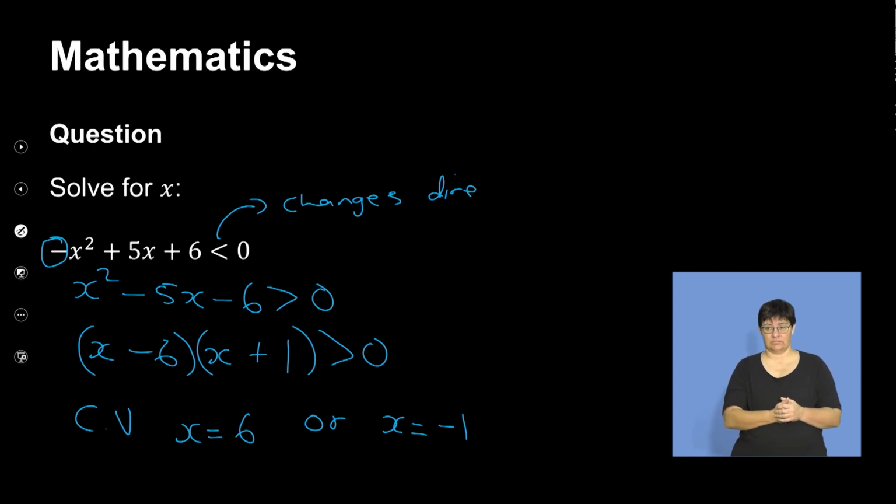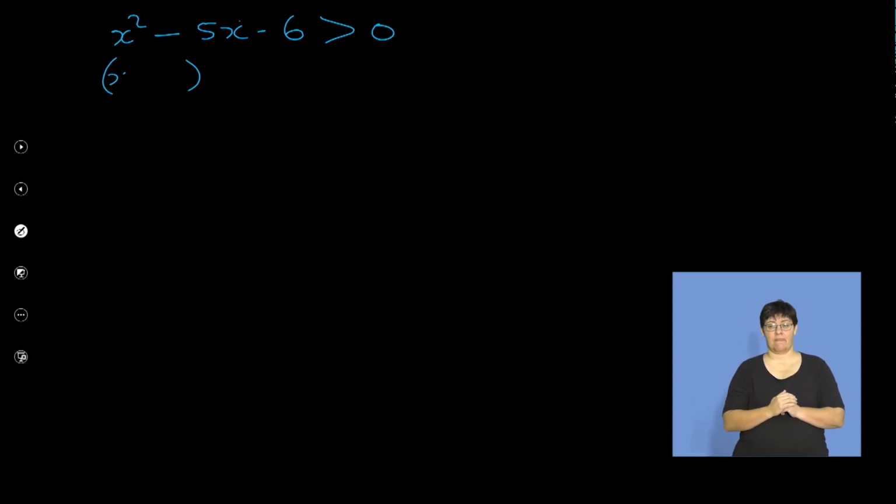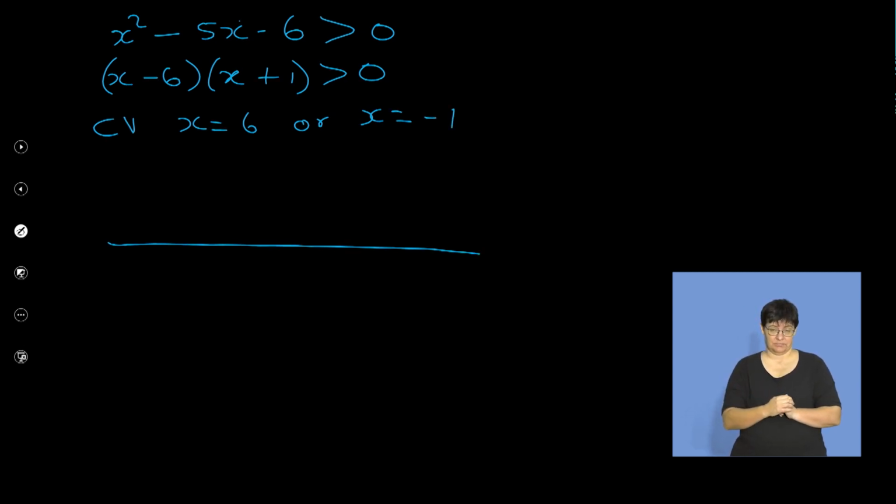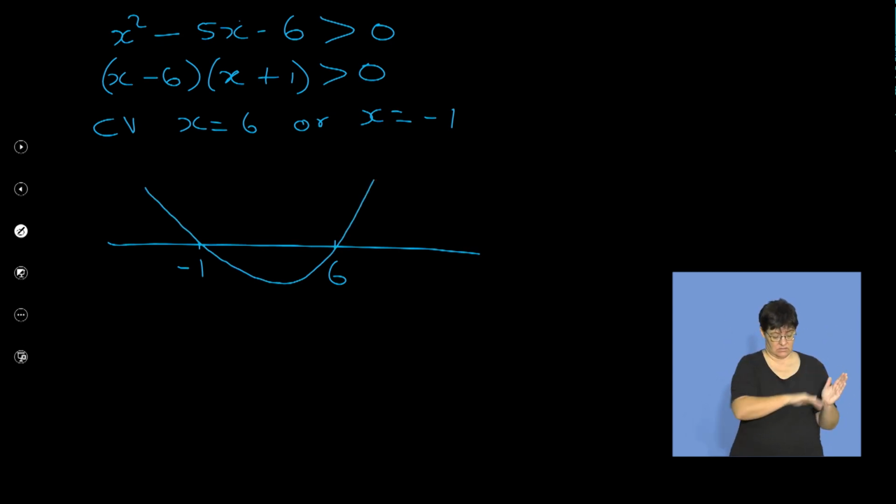So I'm just going to go to a new one, right? Remember, we are still talking about x squared minus 5x minus 6 greater than 0. And then I said it becomes (x minus 6)(x plus 1) greater than 0. Then my critical values are x is equal to 6 or x is equal to negative 1. Now on a number line, I will have my minimum value, which is minus 1, my maximum value, which is 6. If I wanted to show you this as a graph, it will look something of this nature, right?